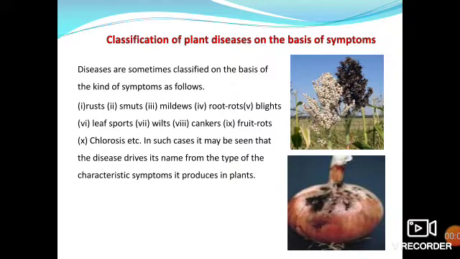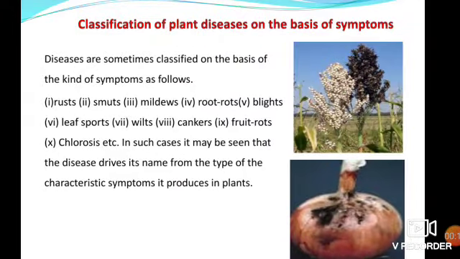Today, our topic of discussion is classification of plant diseases on the basis of symptoms. Here, after the development of the disease, the plant shows some symptoms. On the basis of these symptoms, we can classify the diseases.